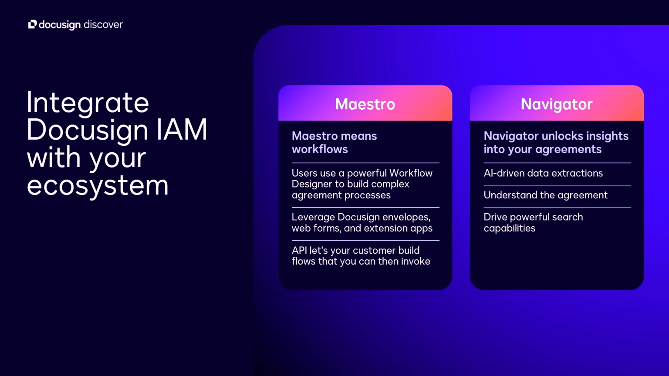Coding agreement processes is difficult. We heard, so we created a no-code, low-code orchestration. Maestro empowers the business process owner with a UI workflow designer. They can add in pre-signing steps, signing actions, and post-signing steps, all without code. The Maestro API gives you the ability to put Maestro to use. Likewise, our early experience with agreement insights drove us to seek a broader solution. Navigator's AI-driven extractions drive stronger understanding of your agreements. The Navigator API gives you the ability to power your ecosystem functions with data previously trapped in agreements.